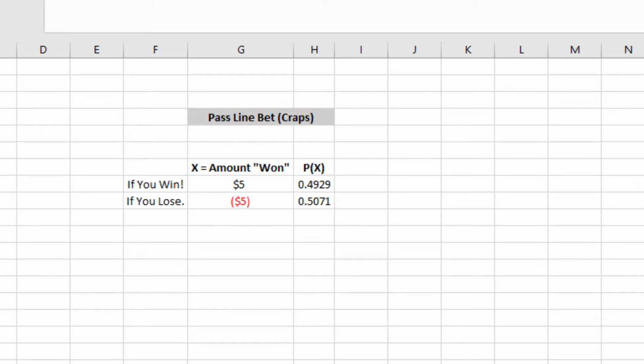All right, so now what I want to do is I'm going to edit this sheet here. Let's actually call this the don't pass bet because it's not the pass line anymore. Don't pass bet in craps. There we go. Now, without getting too much into the dirt of the don't pass bet, essentially, emphasis on the word essentially, it's the opposite of the pass line. So if you win 49.29% on the pass line, you're going to lose 49.29% on the don't pass.